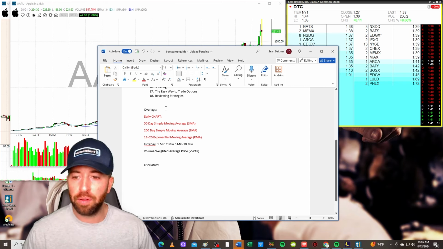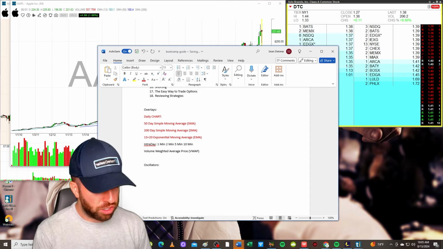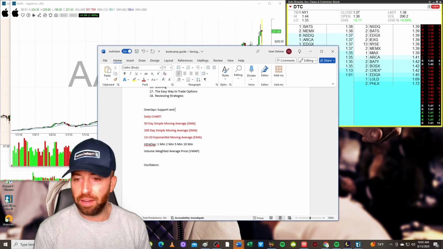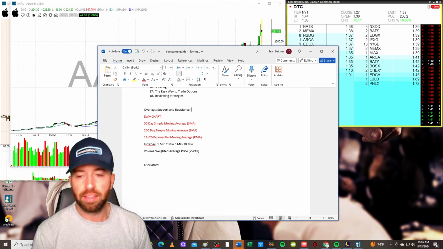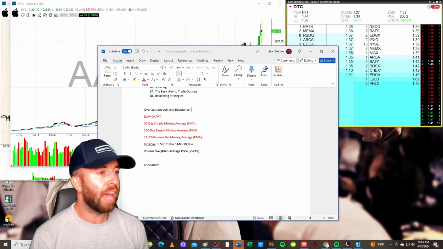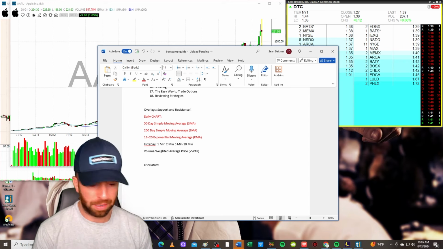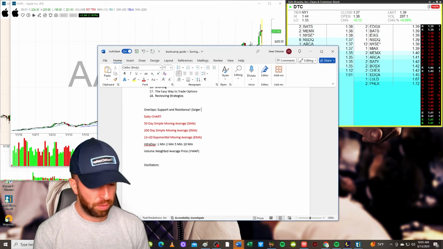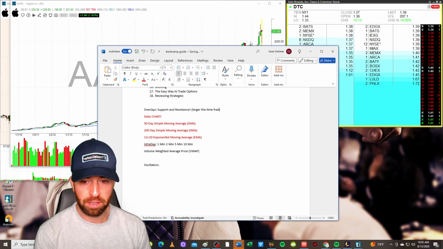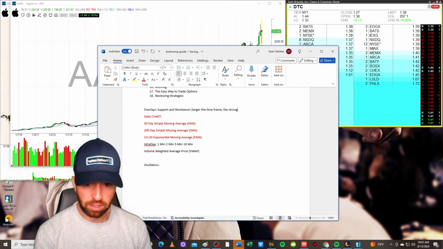In all simple reality, these overlays are just going to be another line of support and resistance. That's what they're going to do. They are going to help us understand where dip buys and reversals can happen. And I do want you guys to know, the larger the time frame, the stronger they will be.